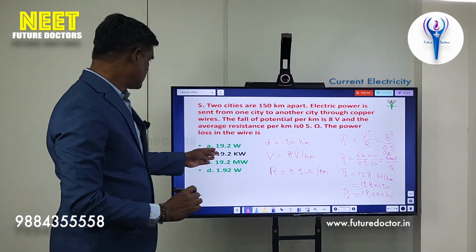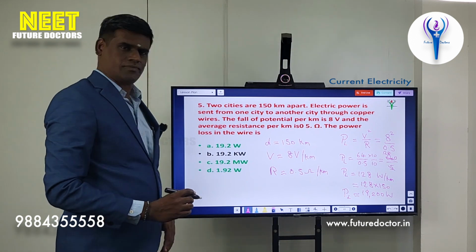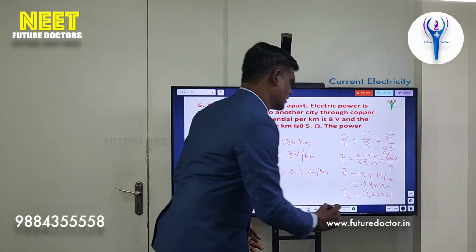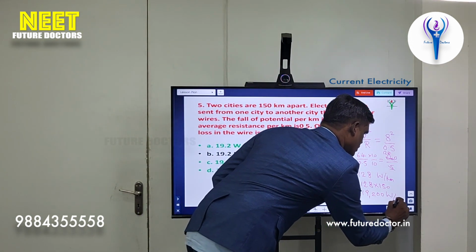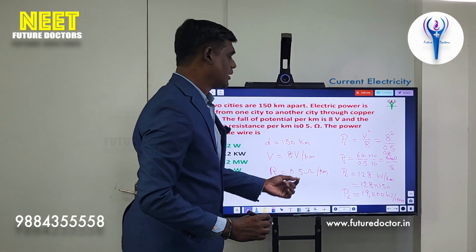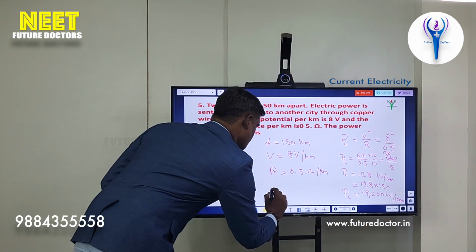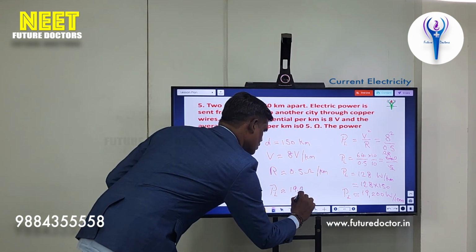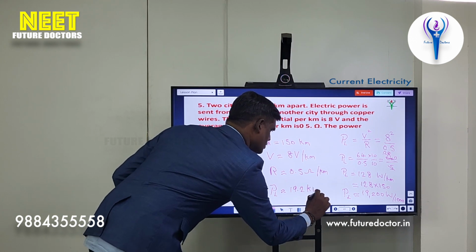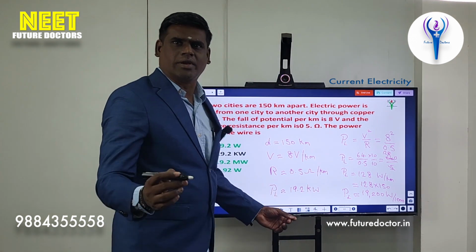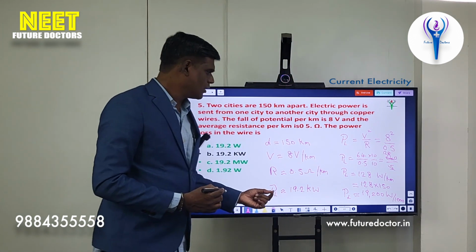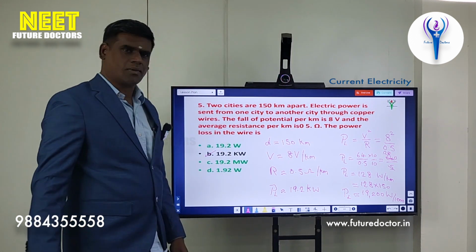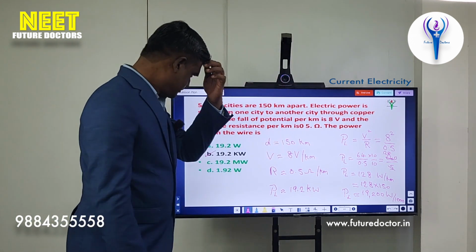19,200 watts. Check it. No, the options are in kilowatt. First we'll check in kilowatt. If you want to convert to kilowatt, divide by 1000. So this divided by 1000, then how much will we get? 19.2. That is, power loss is equal to 19.2 kilowatt. So option B. Option B is the correct answer.